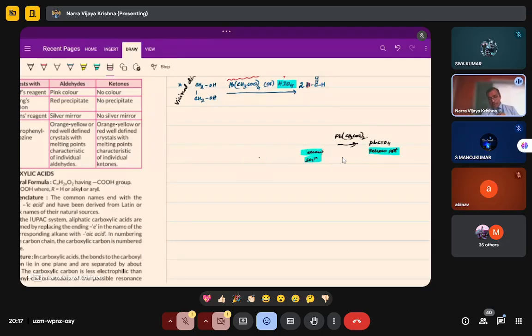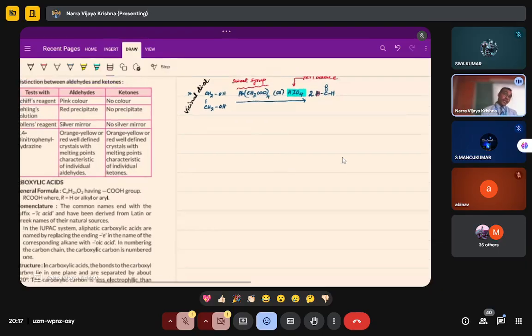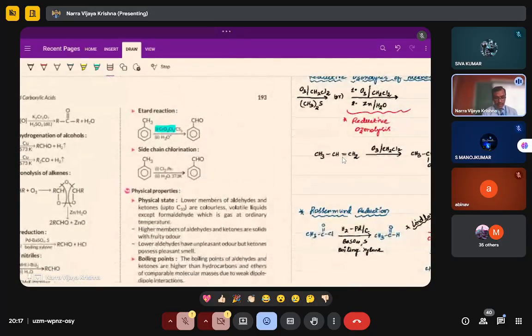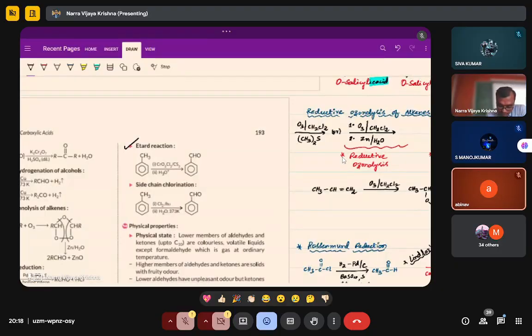By using that chromyl chloride, CrO2Cl2, an oxidizing agent, we are oxidizing the methyl group to aldehyde. We call it the Etard reaction. Toluene, allowed to react with CrO2Cl2 in presence of carbon disulfide, followed by hydrolysis, converts to aldehyde. We call it the Etard reaction. Any questions in this? Respond online.